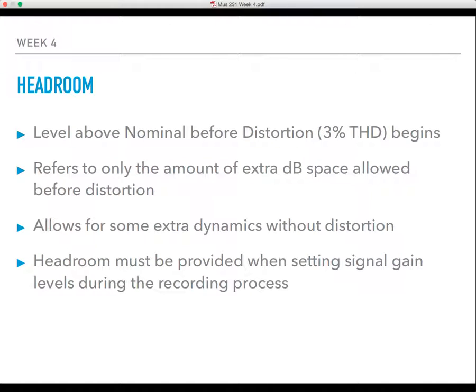Now, headroom is a really big key for you guys. It's the level above nominal but before distortion. Essentially, nominal is that sweet spot where we like to be, that gives us some room before distortion. So if you were to think about it visually, from a level standpoint, if I said, okay, here, I'm going to use this as 0.